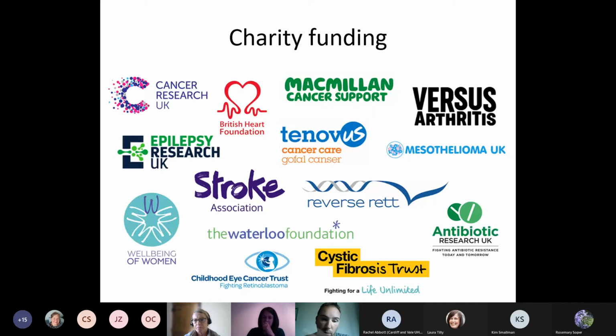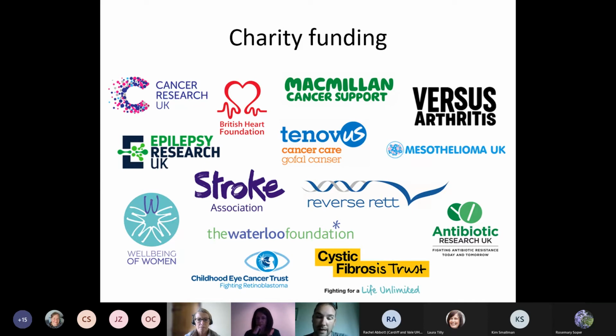Then there's the whole wide world of charity funding, and there are way too many medical research charities in this country that fund research. I just included a few logos here. They're obviously very well-known charities such as Cancer Research UK or British Heart Foundation that have a charity shop on every high street. But it is really about finding the right funder.